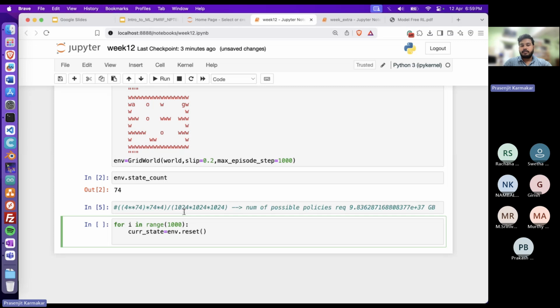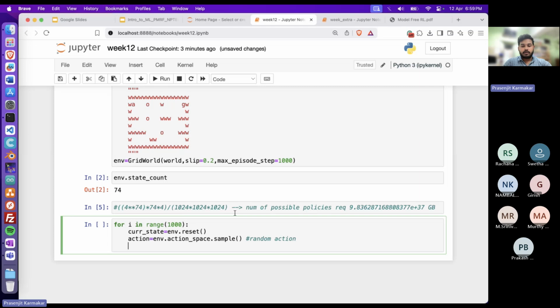Now I have to take some action. Let's take a random action for now. So action is equal to environment dot action space dot sample. It gives me a random action. Now I step the environment: next state, reward, done. Done means it has ended. Info is something to keep track of errors. I step my action to the environment, which gives me the next state, reward, done, and info.